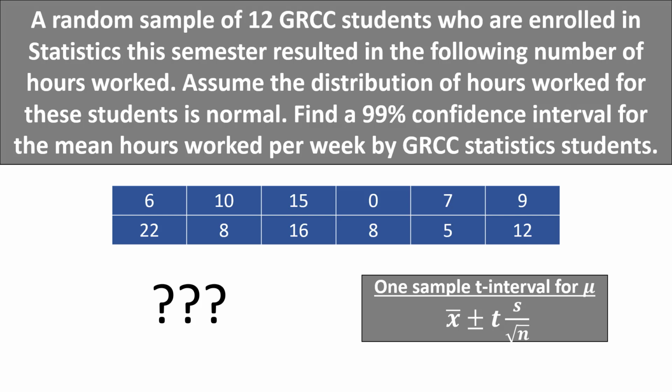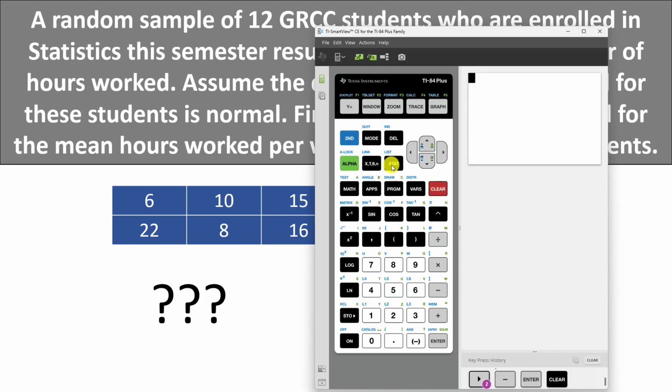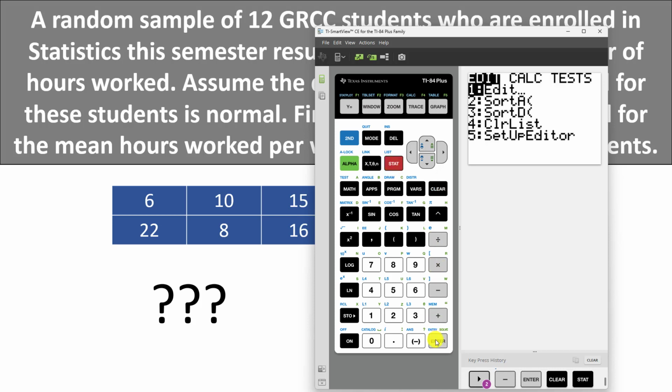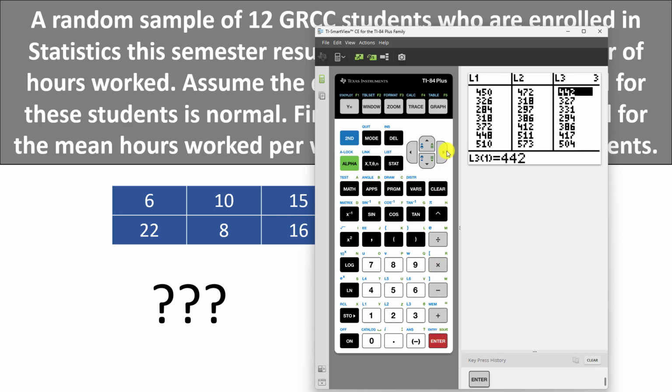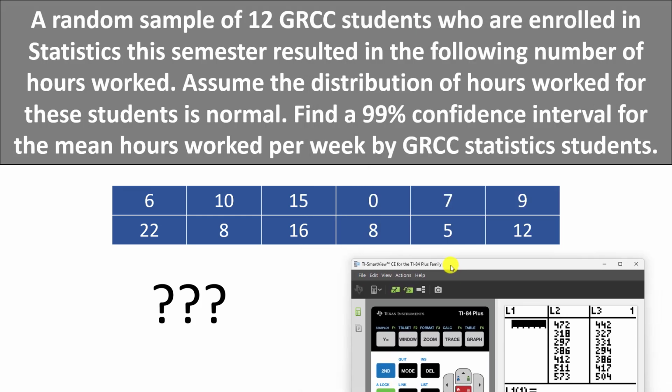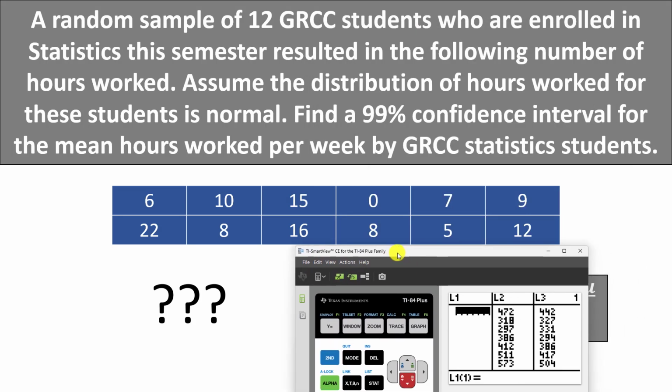So to calculate those statistics, we can go to our calculator, we can go to Stat, we can go to Edit, and then we can clear out our first list by hovering over the first list, pressing the clear key and then the down arrow, and then we can type all of these numbers in there. I'm going to scroll down so we can see them at the same time here. So I have 6, 10, 15, 0, 7, 9, 22, 8, 16, 8, 5, and 12.